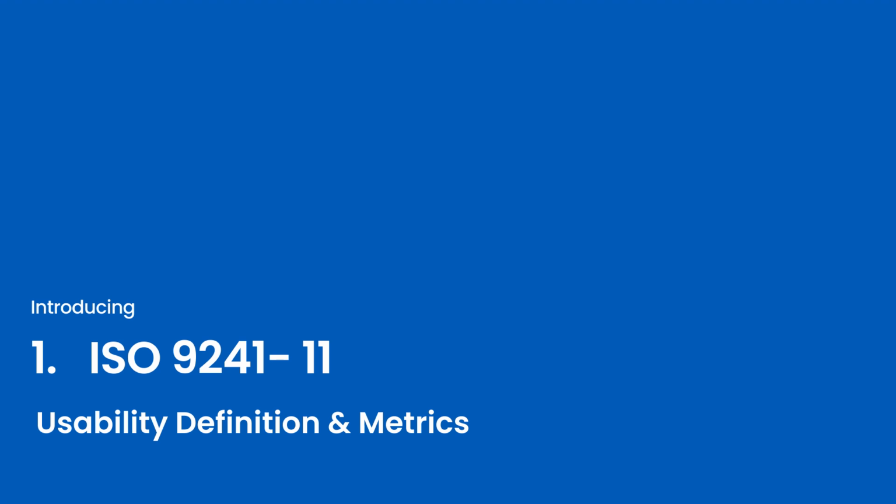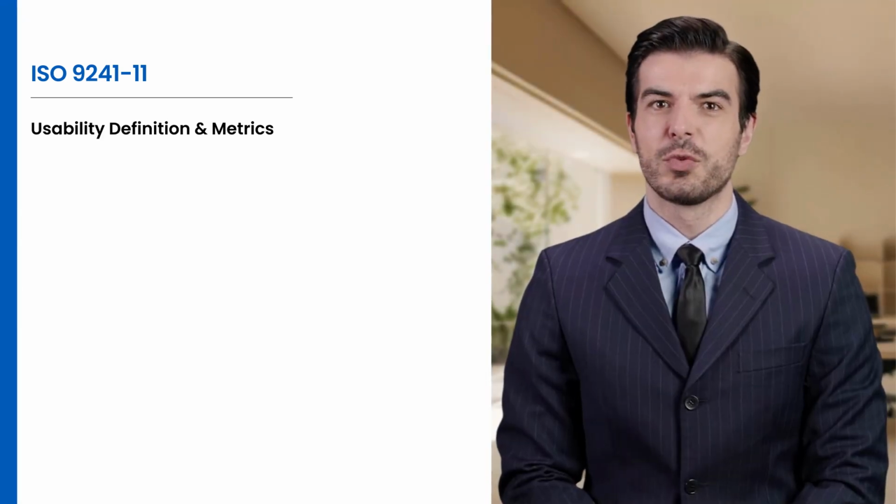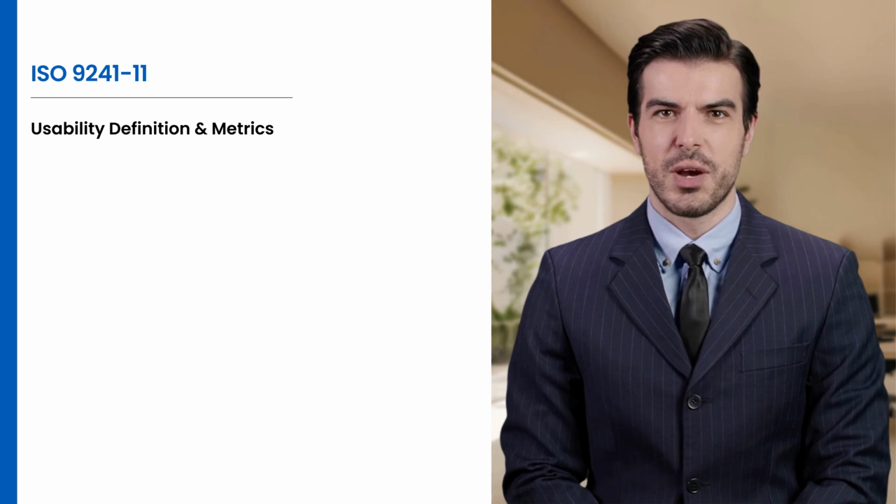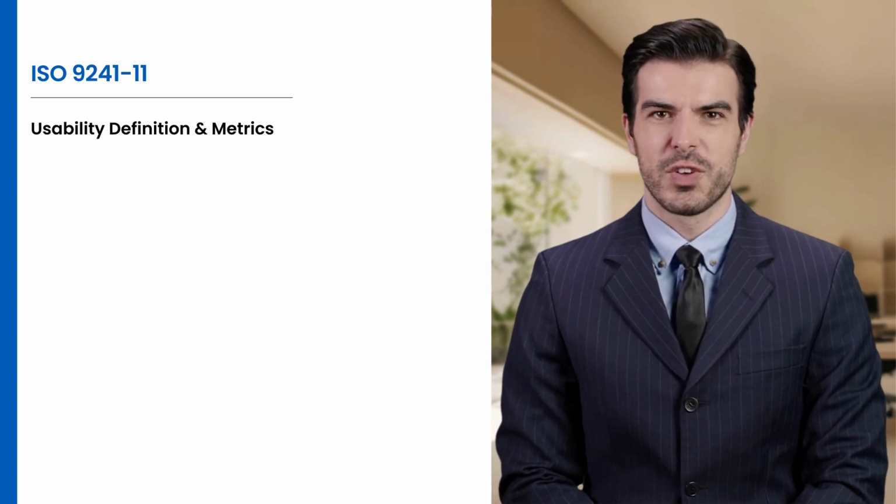Next, we'll walk through ISO 9241-11. It defines usability as how effectively, efficiently, and satisfactorily users can interact with a system in a real context of use. ISO 9241-11. Usability definition and metrics establishes how usability is defined and measured in real systems.